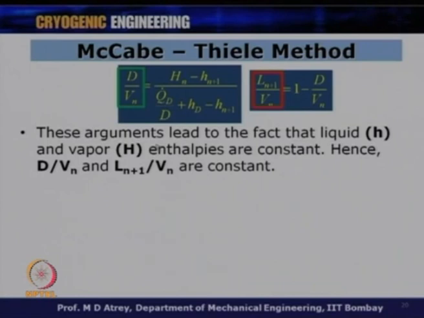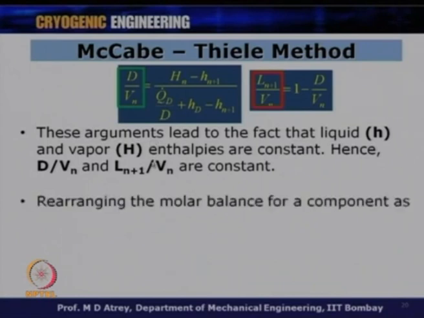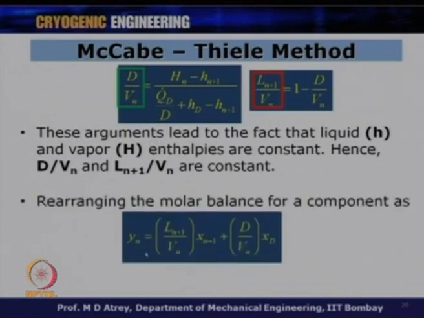If I rearrange my earlier mass balance expression, I now get an expression which is Yn is equal to Ln plus 1 by Vn Xn plus 1 plus D by Vn Xd. So, here we have two terms, L by V and D by V, and we have just proved that they are constant. What does it mean? What does this equation tell you? Y is equal to mx plus some constant term. So, it is basically an equation of a straight line.